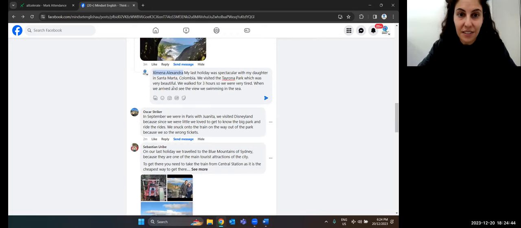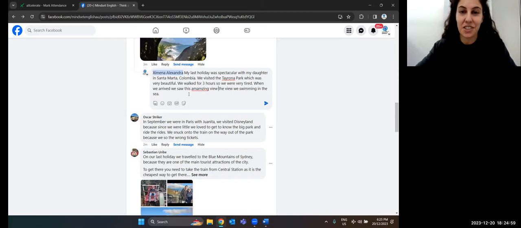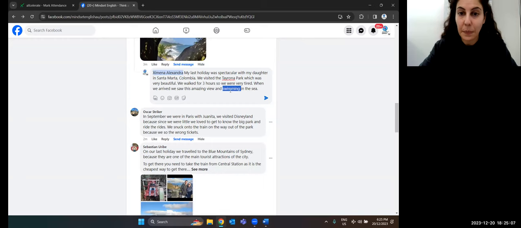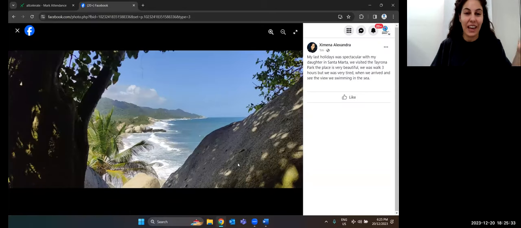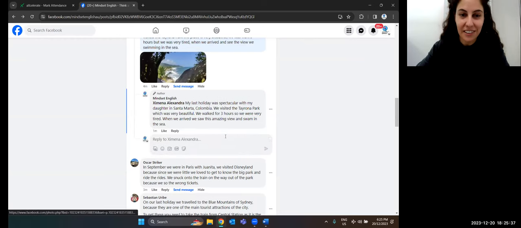When we arrived, we saw the view, we're swimming in the sea. So when we arrived, we saw this amazing view, which is in the picture. We saw this amazing view and swam in the sea. Beautiful. So lots of good past tense in there. Connecting words, like when we talk about how long, we walked for 3 hours, so we were very tired. When we arrived, we saw this amazing view and swam in the sea. And this is that amazing view and the water that you swam in. So beautiful. Thank you for sharing.